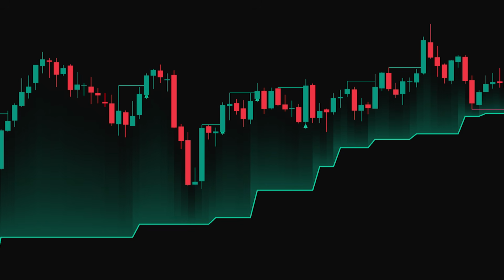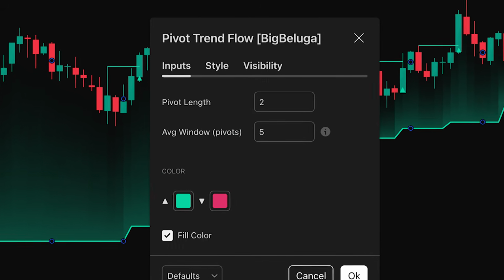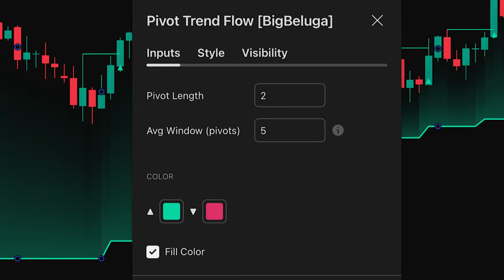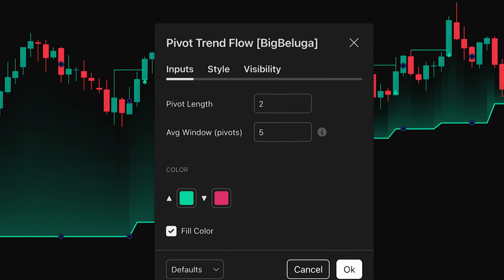Chasing every label. Not every triangle is a must trade. They can cluster in chop. Fix: wait for confluence, like volume spikes or candlestick patterns. Over-adjusting settings. Tweaking too much leads to curve fitting. Fix: start with defaults and backtest on historical data.